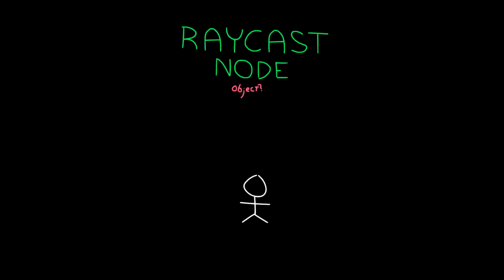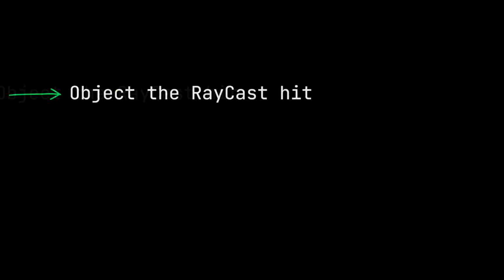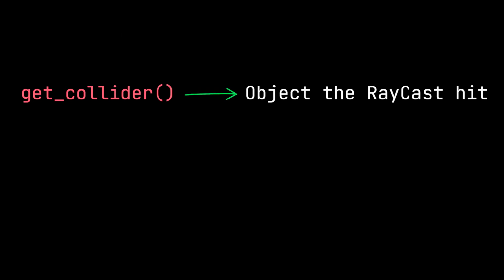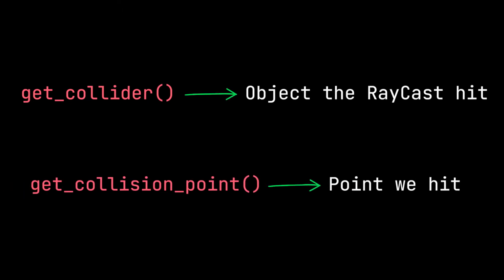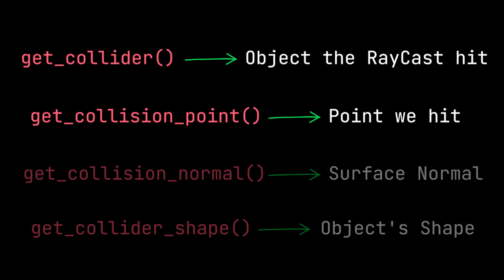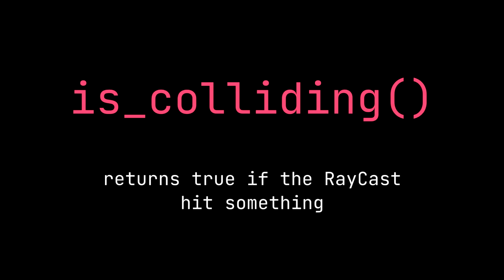To get the results of the raycast, use one of the methods available on the node. Each bit of information the raycast collects can be accessed using the corresponding function, like get_collider for the physics body we hit, and get_collision_point to get the position. There's a few other methods, which I'll put on screen now, to access some of the additional information that the raycast collects that I haven't talked about yet. Additionally, there's the is_colliding method, which lets you know if the raycast actually hit something or not.